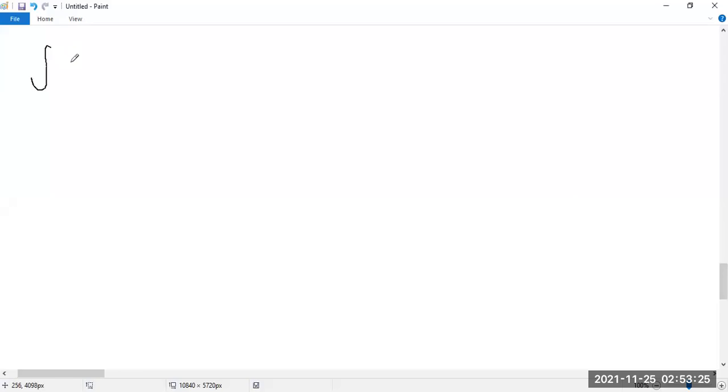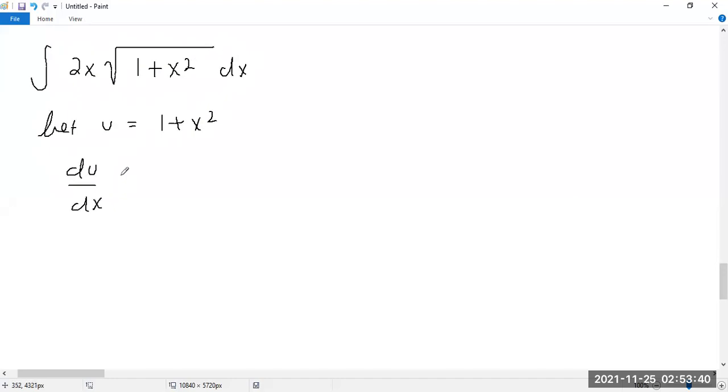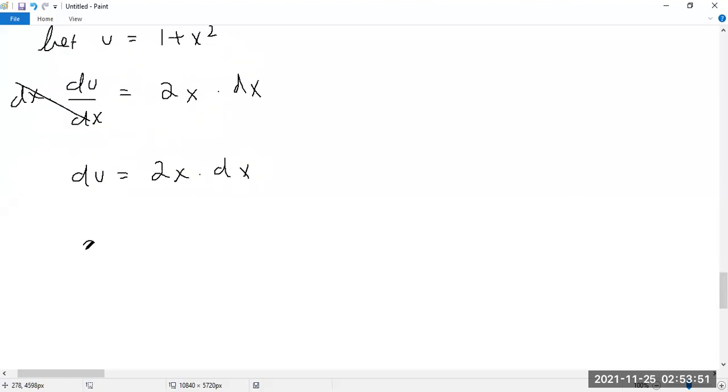This is another question for u-substitution: the integral of 2x times the square root of 1 plus x squared dx. So we'll let u be equal to 1 plus x squared. du over dx will be 2x, and then we'll solve for dx. So du equals 2x times dx. dx will equal du over 2x.